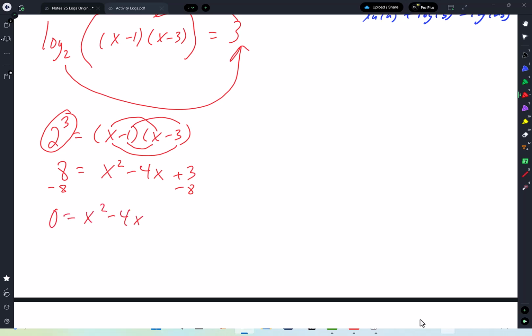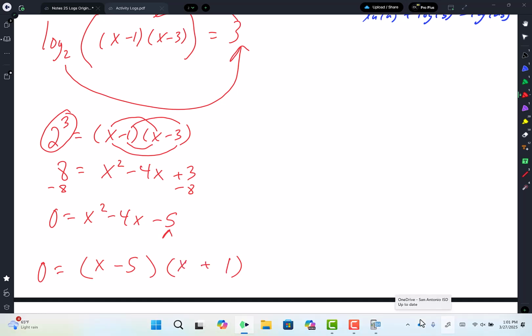The difference between 8 and 3 is 5. The 8 is the bigger number, so you keep the negative. I said 5, but I wrote 8. There we go. And then you ask yourself this. When you're solving this one, two numbers that multiply to give you negative 5, but add up to negative 4. 5 and 1. The 5 has to be negative because I want to add up to negative 4, and the 1 has to be positive. See? And then you just solve.